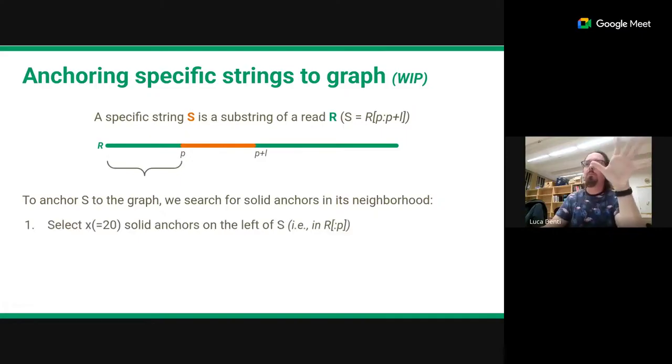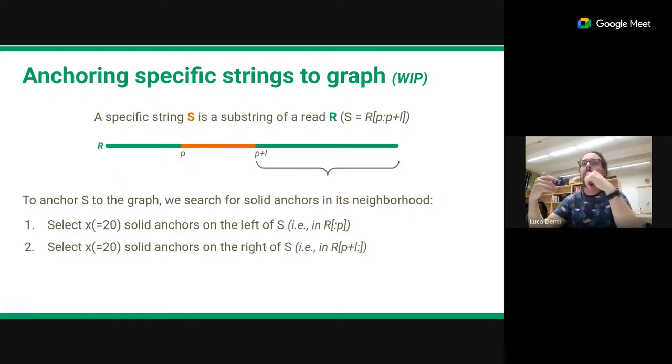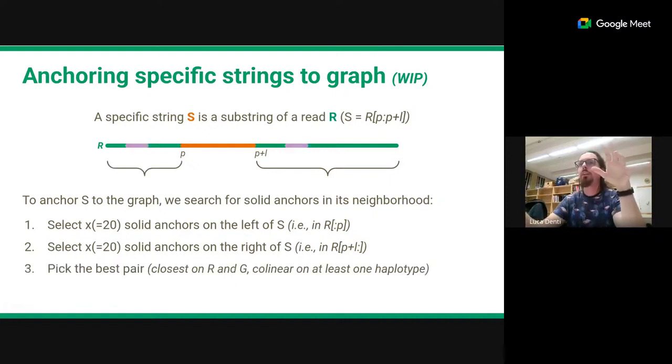So we look at the part upstream of the specific strings, and we select a set of solid anchors on the left. Then we select a set of anchors on the right. So we have two sets of anchors, on the left and on the right. And then we try to pick the best pair. The definition of best is the pair of anchors that are the closest on both the read and the graph, and that are collinear on at least one haplotype. So they occur in the same haplotype at least once, because we don't want to allow recombination in this phase of the idea.